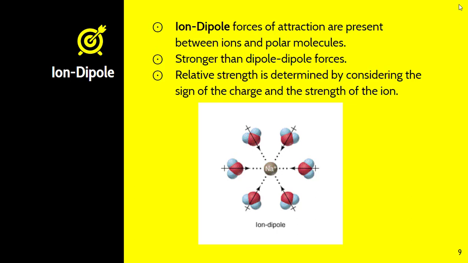Now, ion-dipole forces of attraction are present between ions and polar molecules. So you can take an ion, such as sodium, and place it into water, and you have strong attractive forces between the water molecules and the sodium ion. The sodium ion has a positive charge, so notice that all the water molecules are oriented so that the oxygen is attracted to the sodium. It's because the oxygen has the relative negative charge on water, and sodium has the relative positive charge. The relative strength of these is determined by considering the sign of the charge and the strength of the ion. So we look at the signs and the strength of the ions. That helps us determine the strength of the ion-dipole attraction.